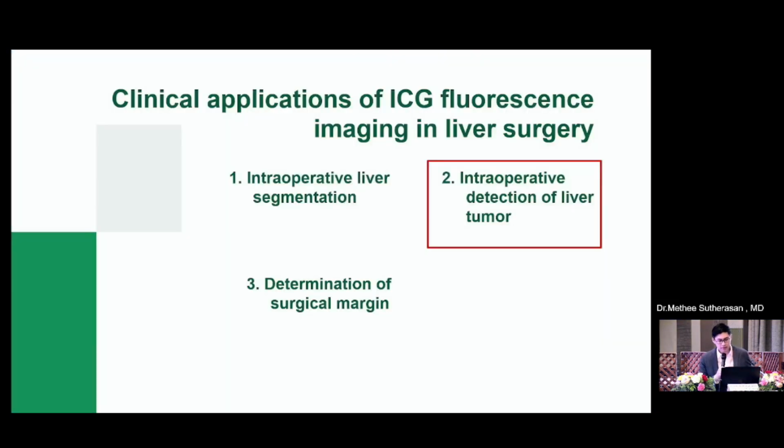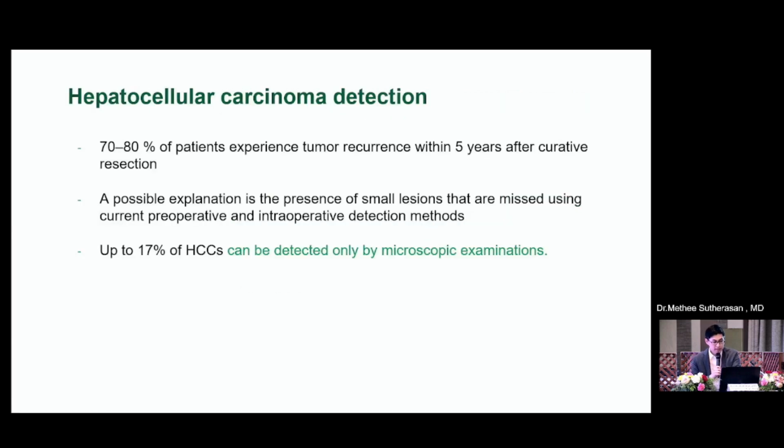The second critical application is the intraoperative detection of liver tumor. In HCC patients, most of the patients have recurrence after the resection. One of the possible explanations is the presence of small lesions that are missed before the surgery or during the surgery. And from the pathological examination, we can detect maybe around 10 to 20% only by microscopic examination.